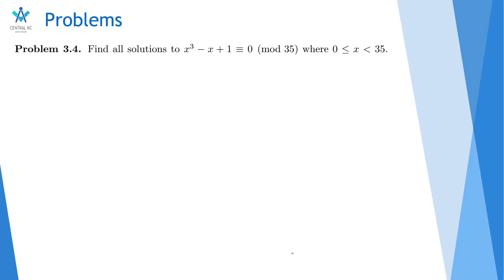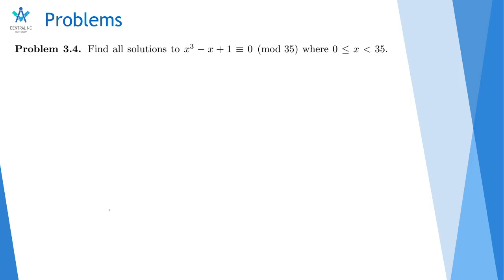Find all solutions to x cubed minus x plus 1 is congruent to 0 mod 35. This is a challenging problem if you haven't seen something like this before, and you've got to use some intuition to actually solve this problem. So let's go ahead and solve it.